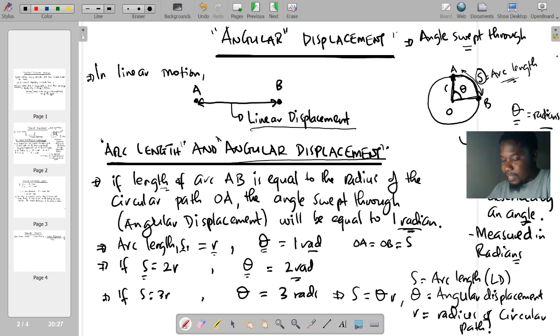Can you see a pattern here? What you will notice is that the coefficient, or the number in front of the radius, is what happens to be the angular displacement. Now let's look at it some more on the other page. Very important. We'll come back to this soon, okay?